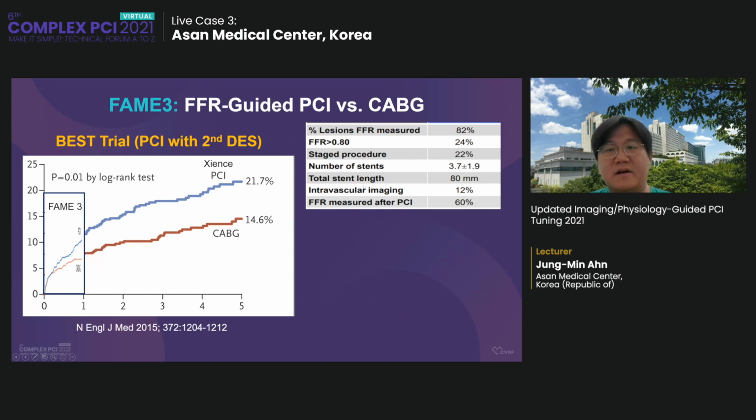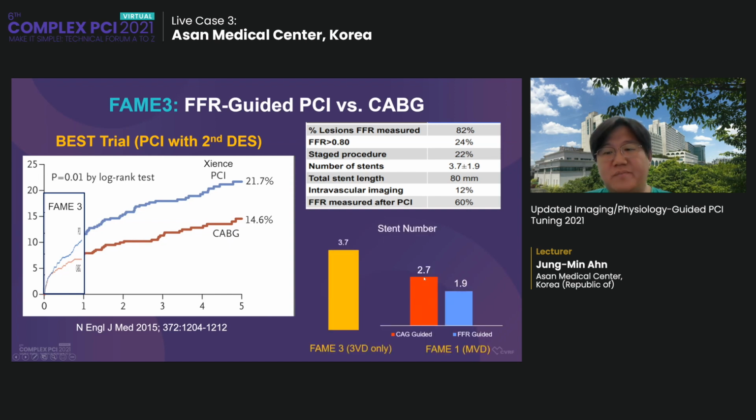in the FAME 3 trial. In addition, the number of stents is 3.7, very high. Intravascular ultrasound imaging was only used in 20%. So the only room for further improvement would be imaging-guided PCI in the FAME 3 trial. I compare the stent number: FAME 3 trial, triple vessel disease, only 3.7. FAME 1 trial, FFR-guided group is only 1.9. CAG-guided group is 2.7.